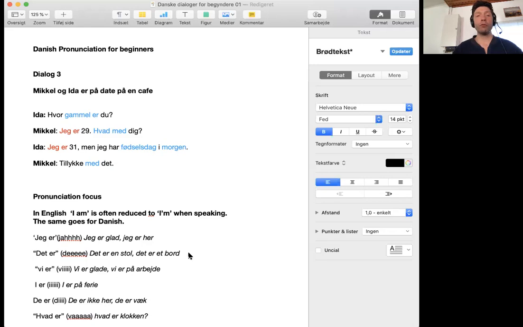Hvor gammel er du? Jeg er 29. Hvad med dig? Jeg er 31. Men jeg har fødselsdag i morgen. Tillykke med det.